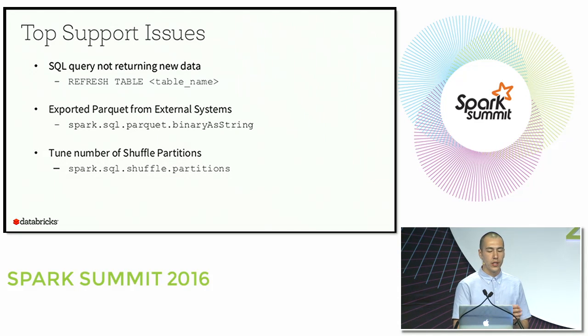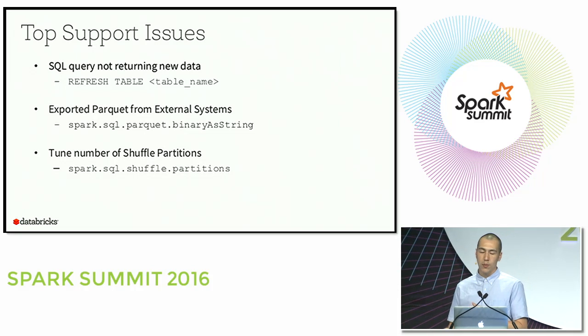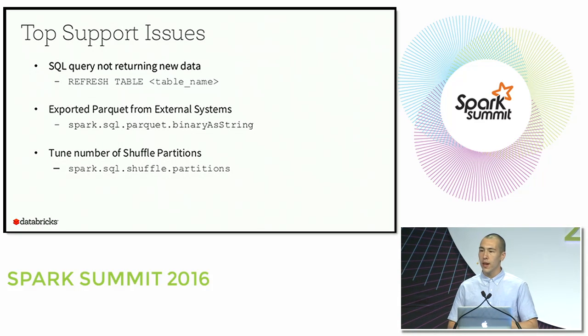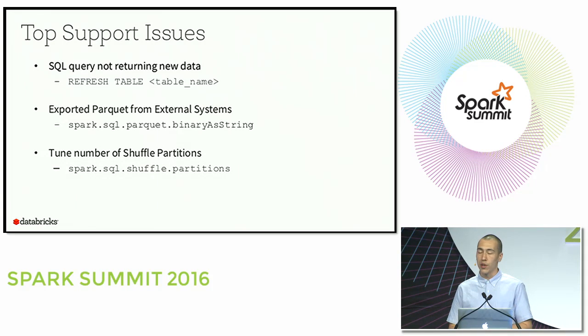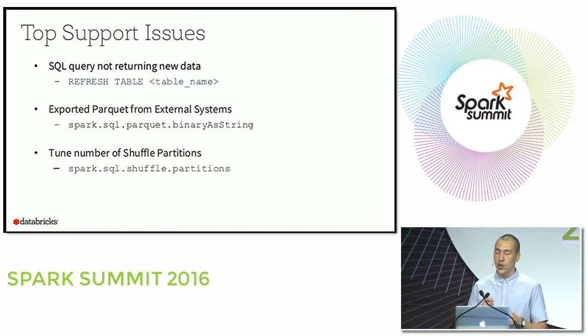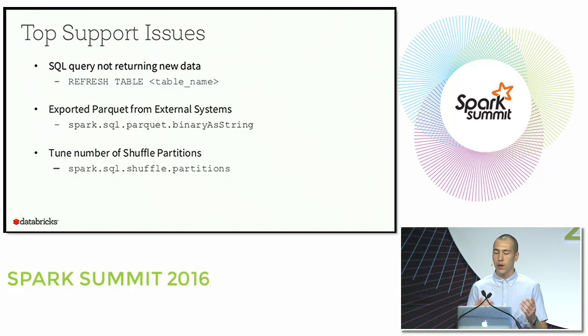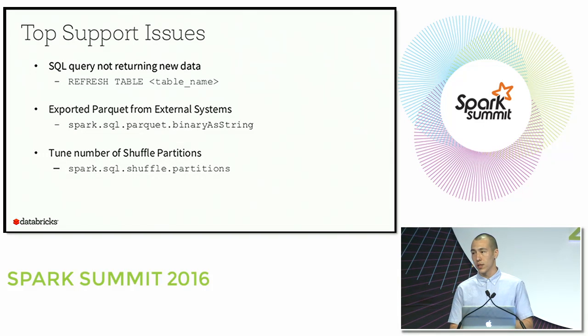And then a few other top support issues. You can be writing new data to your table, and Spark caches the metadata for that. Sometimes if you're not getting that updated data, you might want to run a refresh table or add that to your workflow. If you're using a few other systems that are writing Parquet, there's a flag that interprets the strings as binaries. I was helping a customer import Parquet from another system, and I had to toggle this flag to actually read the string data because there are different configurations there.